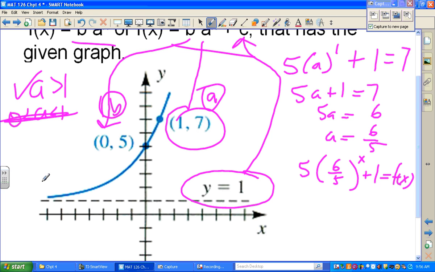What page are we on? 299? 1 through 31 odd?